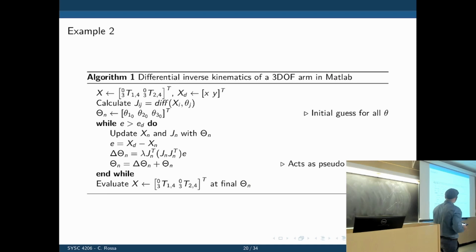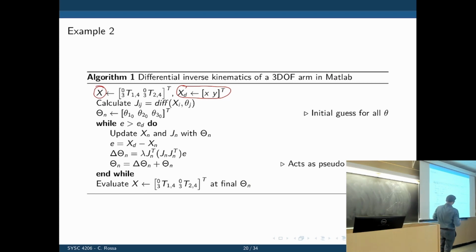Let's start the algorithm by inputting the expressions for x and y as a function of theta 1, 2, and 3. We are going to give it a desired position. The desired position is the vector xd, with x and y. We calculate the Jacobian. The Jacobian is simply the derivative of x with respect to theta. That's what we just did, right?